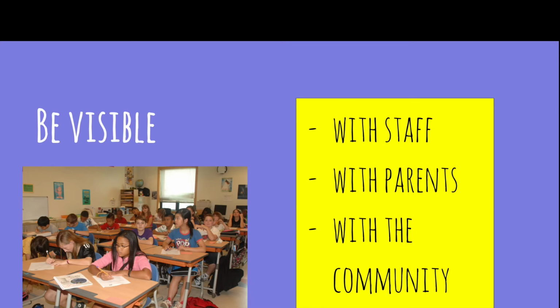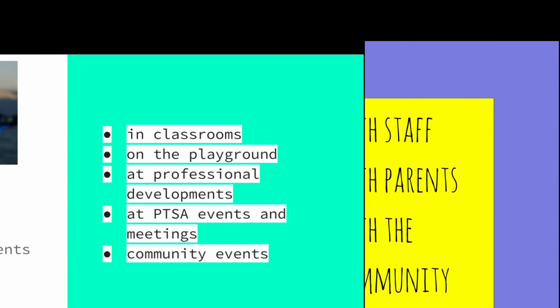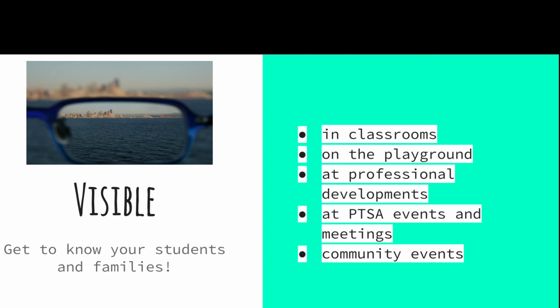Another piece in creating that environment is being visible with your staff, with parents, and with the community. Being visible is the last piece to creating that positive learning environment. Getting to know your students and families, being out on the playground so you can learn faces and names, being in classrooms so you can give feedback to your teachers, making sure you value professional development and PTSA and community events by attending, making the community feel that your school site is a safe place where teachers want to teach and students want to learn.